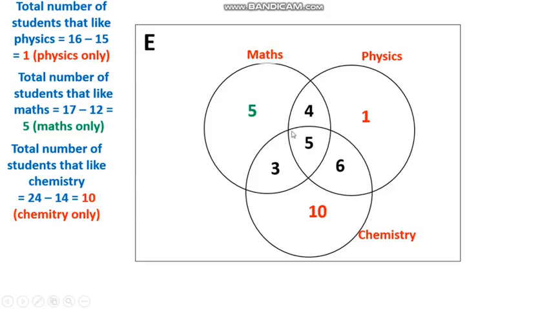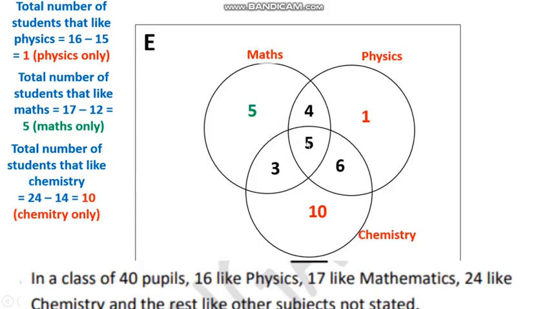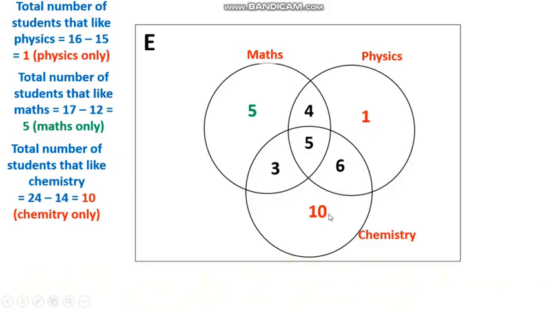Now, before we conclude that we are done, remember the question said how many pupils altogether? They were 40. So let's add all these numbers to see if you are going to have 40. So if you add 5 plus 4 plus 5 plus 3 plus this one plus 6 plus 10, you are getting a 34. Now they are saying the total number of pupils was 40. So 40 minus 34, we are getting a 6.